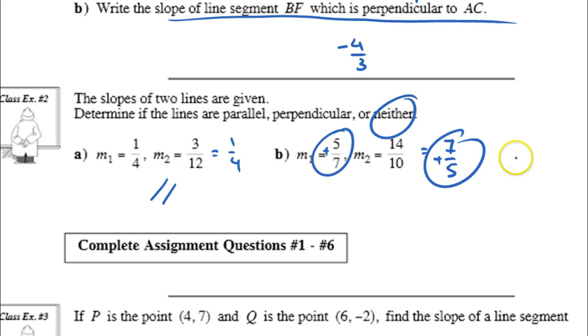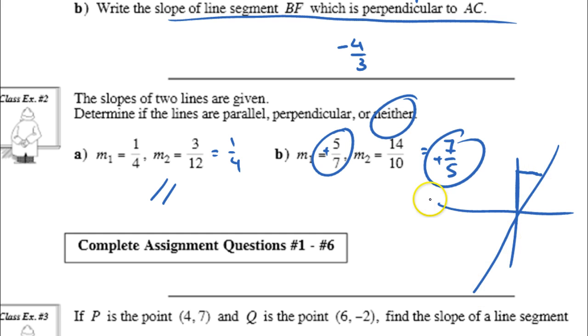All right, and if you were to graph this, 7 over 5 would look like this. 7 over 5 would look something like that. And 5 over 7 would look something like this. So they're not quite perpendicular.